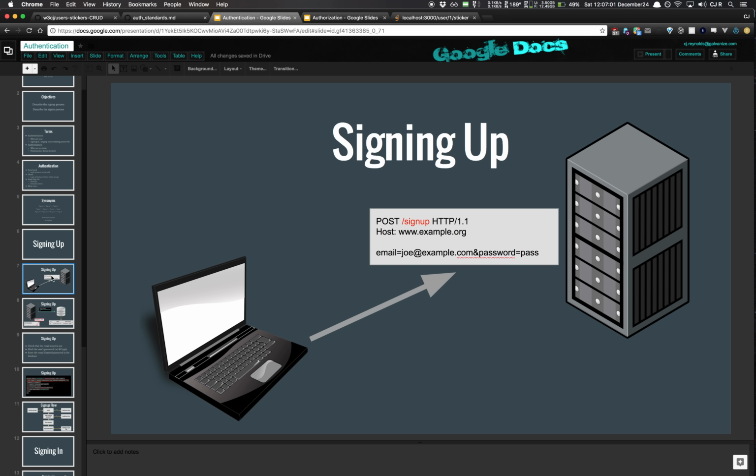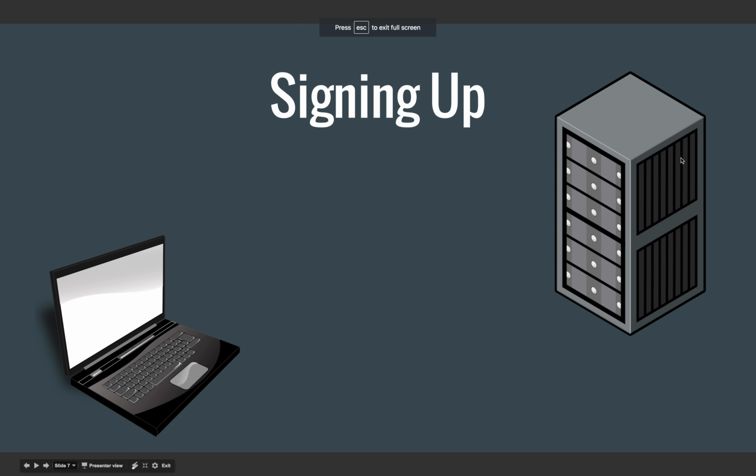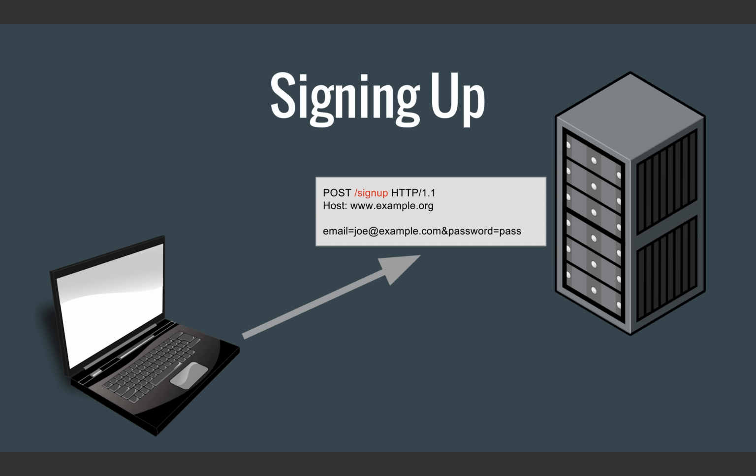So yeah, let's look at this one. So let's say someone is trying to sign up for your website. They will have a client of some kind, and we're going to build one. But let's say that client makes a post request to /signup on your Express server. In this case, example.org. But they send the information they want to use to sign up, so their email and their password. So this is a post request just like you've been used to, but in this case, we're actually sending user information to be created.